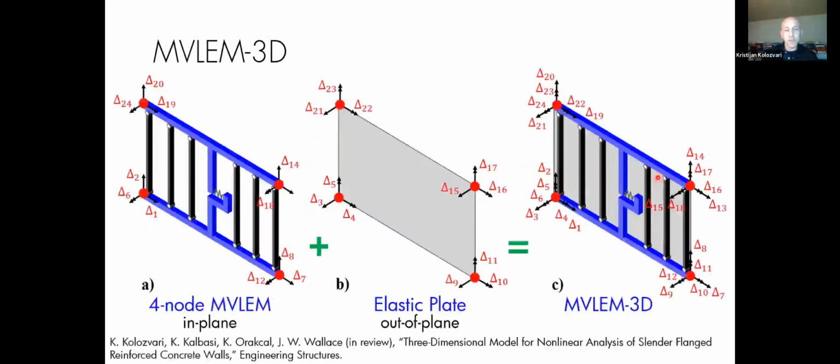And then to allow some out-of-plane behavior, we just added a simple elastic plate. Currently, the in-plane and out-of-plane behavior of these elements are uncoupled. But the idea here is to have something that is practical and stable and pretty fast, but still allows 3D modeling. So this is how essentially these elements work. We have these four-node MVLEM models for the in-plane behavior and the out-of-plane elastic plate. And when you put them together, you get this MVLEM 3D.